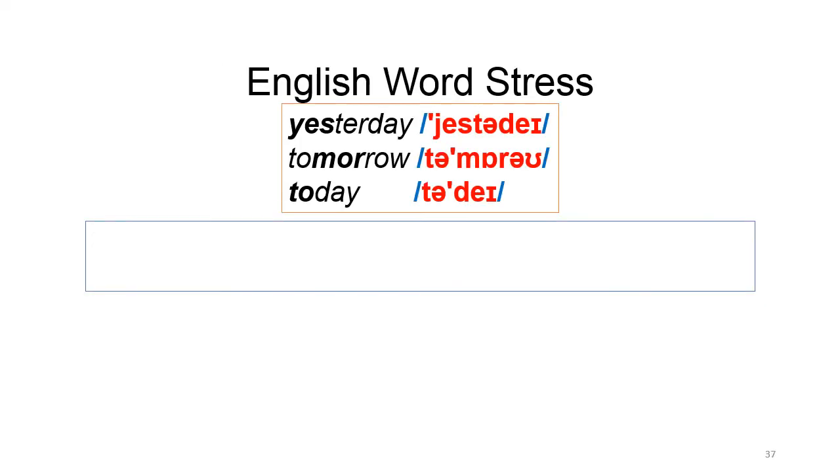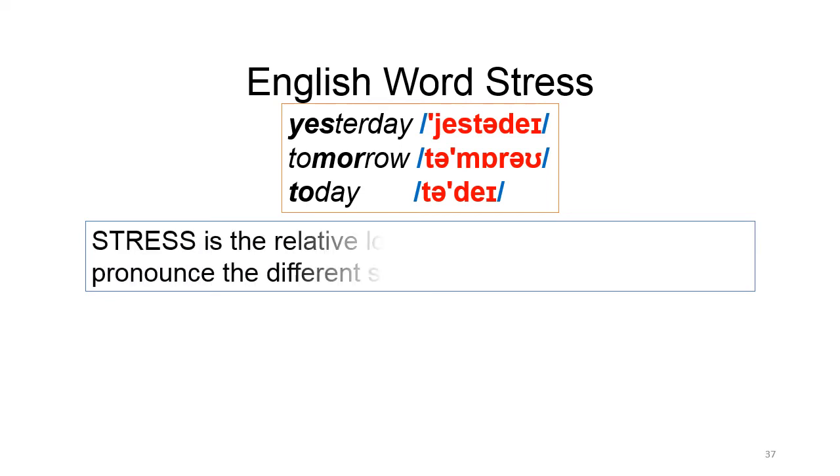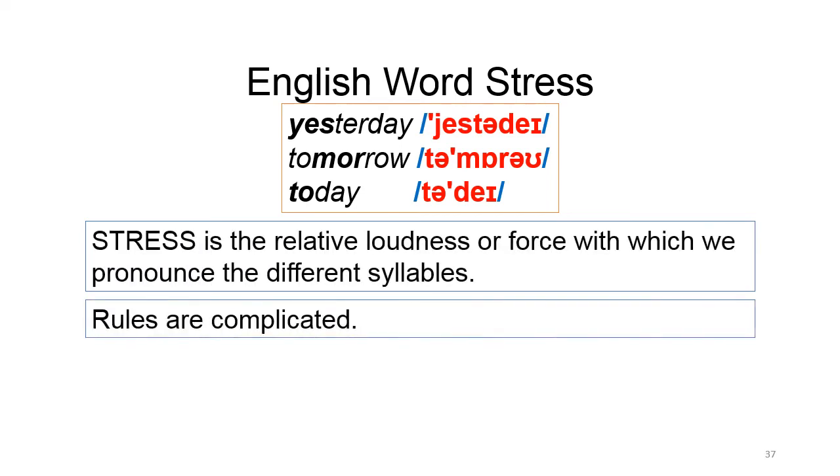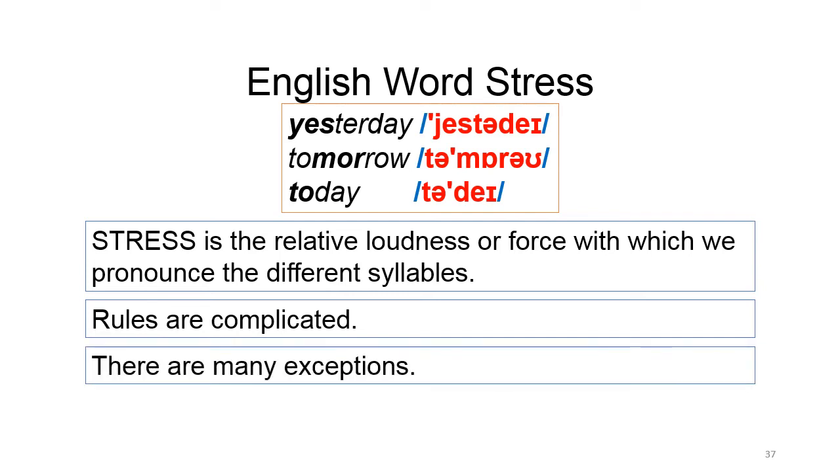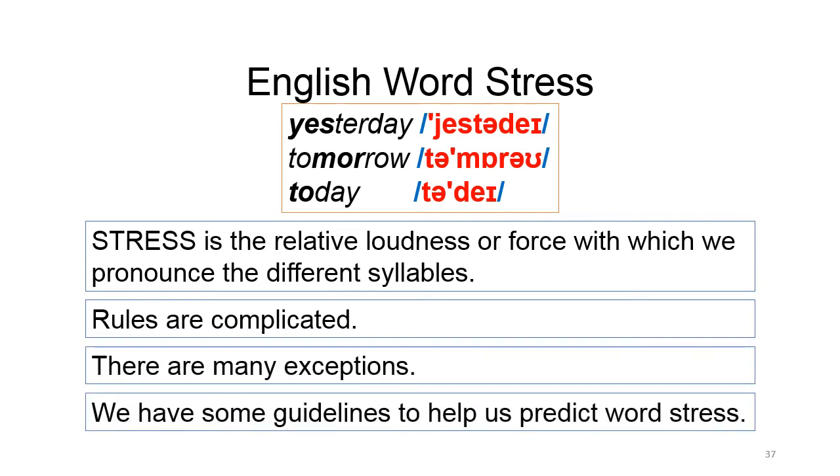Read these words aloud. Yesterday, tomorrow, today. When we stress a syllable, we make it louder, longer, and higher. The rules for English word stress are quite complicated, and there are many exceptions. So what we have today are some guidelines to help us predict word stress.